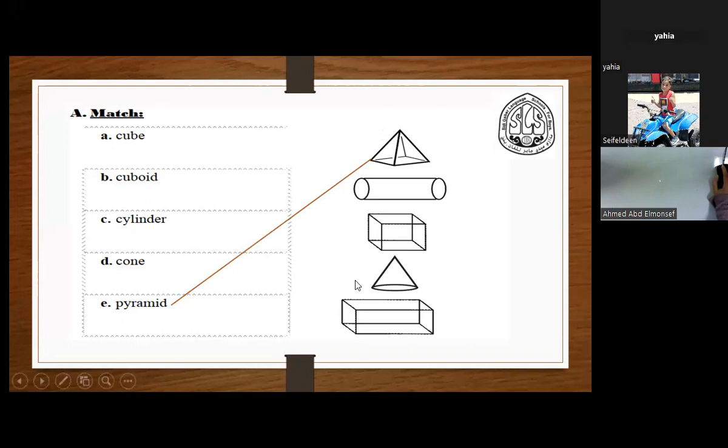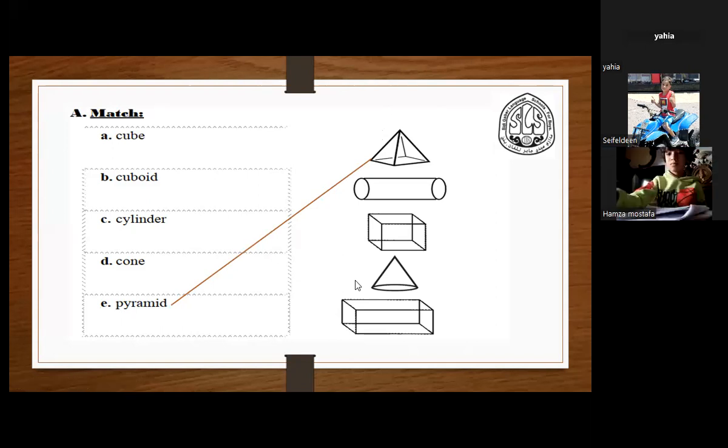Saifuddin, welcome. Saifuddin, unmute yourself. Can you hear me? Yes. Okay, the second shape. Wait a minute, Saif. The second shape. Cylinder. Excellent. So I will match the boy with cylinder. Okay, thank you, Saif.